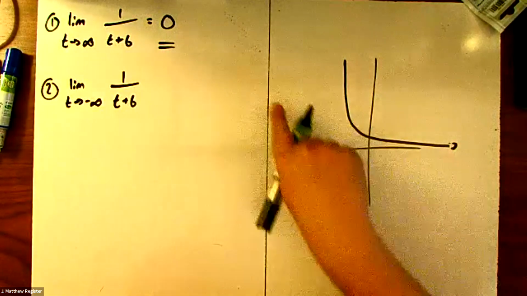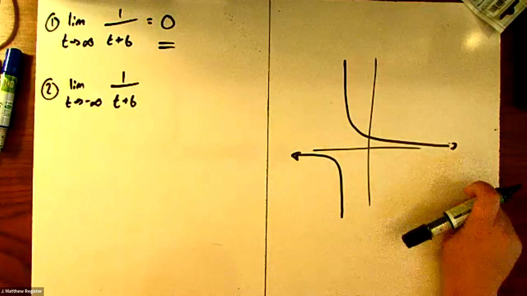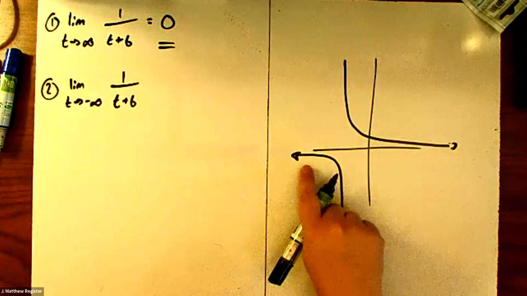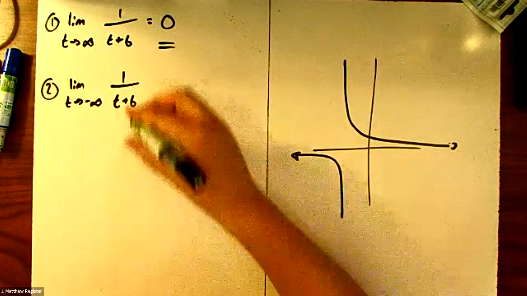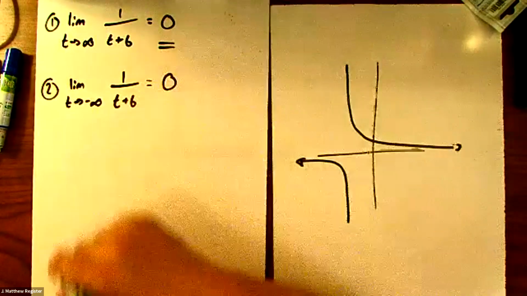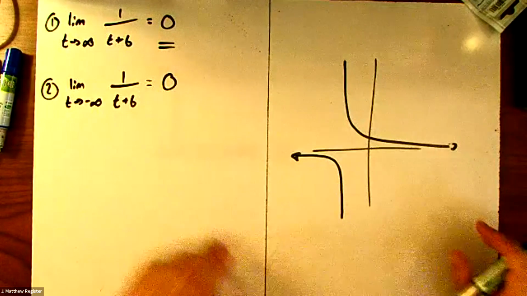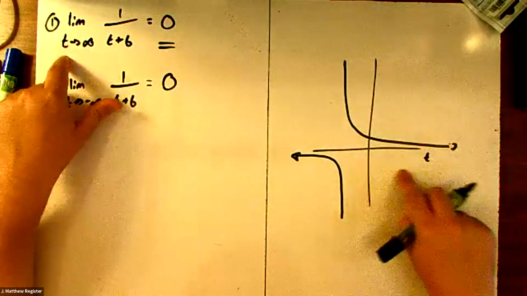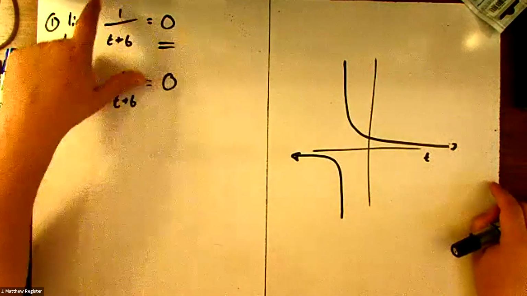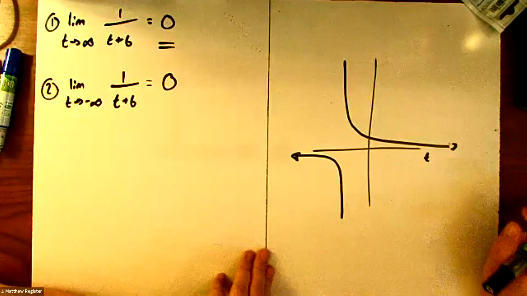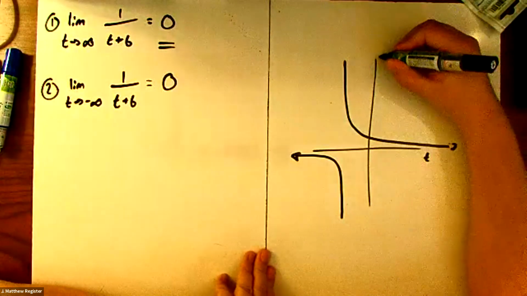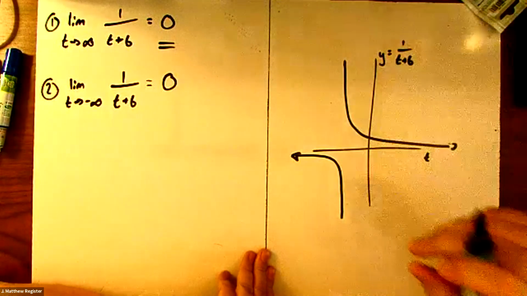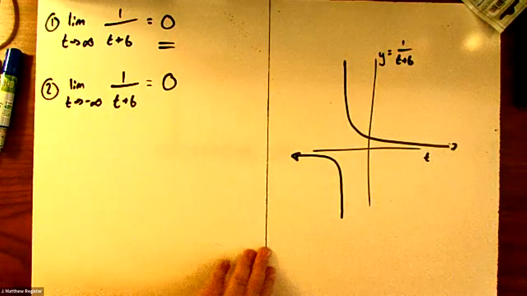As we went to the right, the limit approached 0. What happens as we approach it to the left? Well, on the left, notice it is still going to 0. And so the answer is still 0. Note that this is talking about the t value going to infinity. That means as we're going to the right. But this 1 over t plus 6 is the function, which means that's corresponding to the y value. And so the y value is what's going to 0 here.